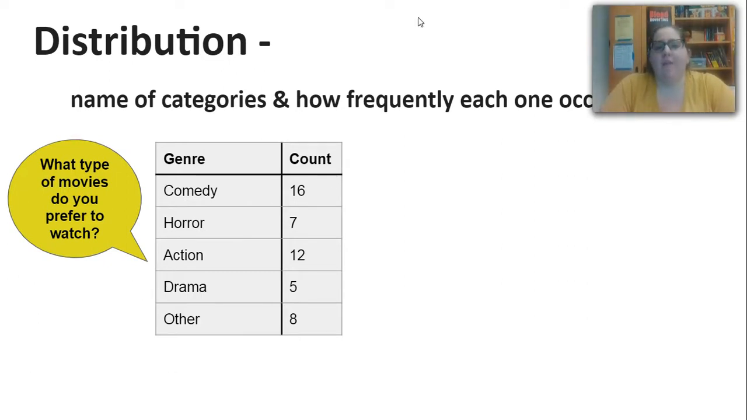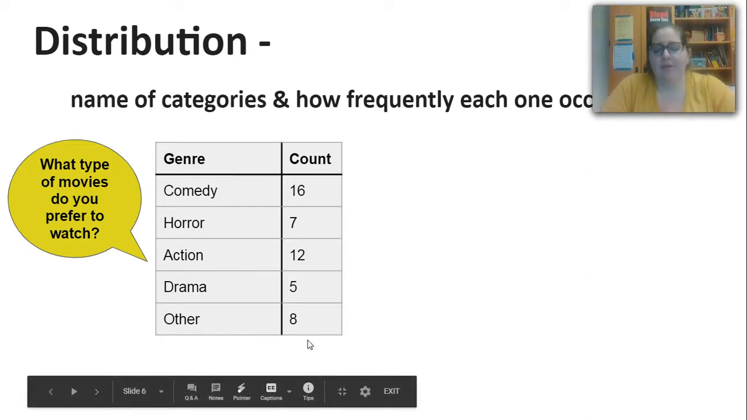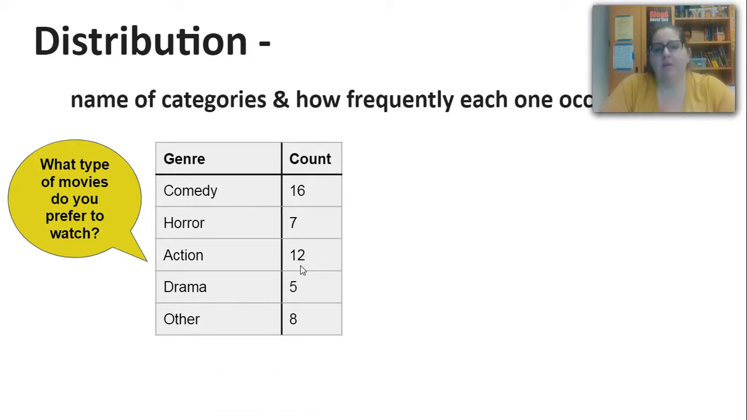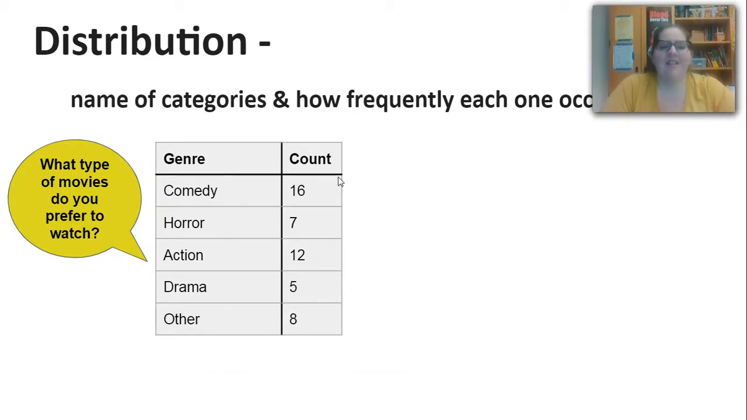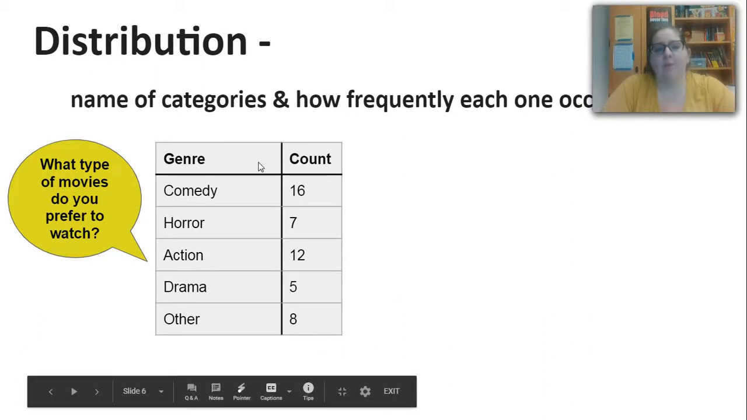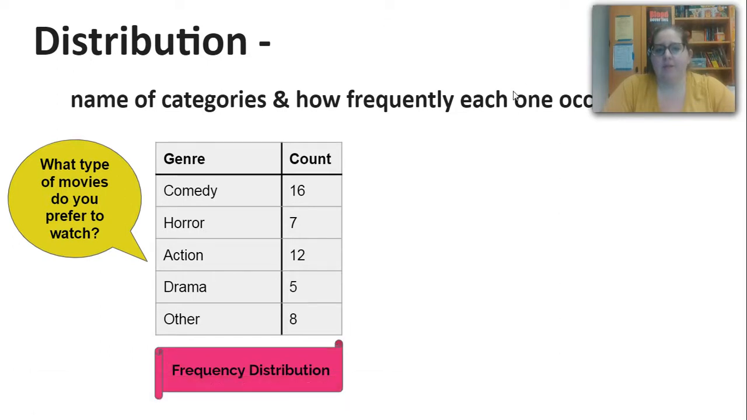So this is from the survey you guys filled out at the beginning of the year where I asked you what your favorite movies were. So I picked kind of a sample from that survey, and we had 16 liked comedy, 7 liked horror, 12 liked action, 5 liked drama, and 8 said another type. I think one of the other was I don't watch movies, so that was included in other. So this is just a distribution. It names the categories and then tells how frequently each one occurs. And we're really just looking at one variable right now. This is called a frequency distribution.